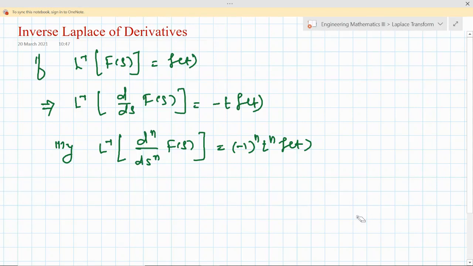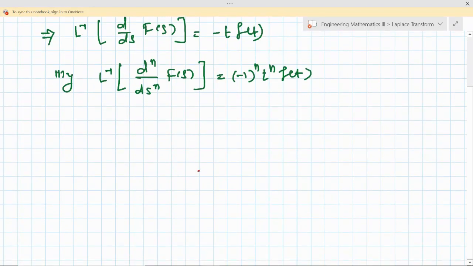Okay, so let us discuss some properties related to inverse Laplace. So, what is the inverse Laplace of a derivative? In the Laplace transform, we have seen multiplication by power of t. What is that? Laplace of t into f of t. This is multiplication by power of t. We have seen that this is minus d by ds of f of s.